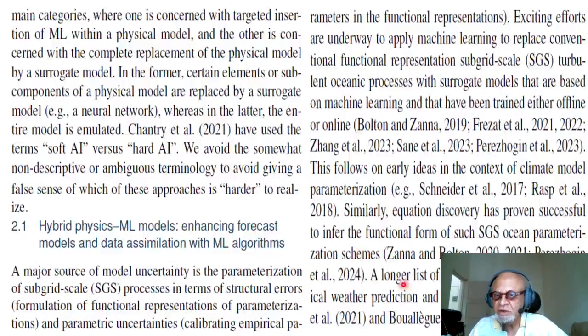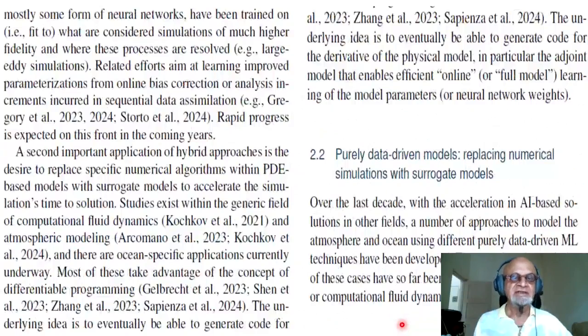Okay, equation discovery has proven successful to infer the functional forms of such subgrid scale ocean parameterization schemes. A longer list of related efforts exists, similar to the other things we have discussed in the other categories, on how AIML is helping. So ocean is a little bit behind. Computer vision, speech recognition, image recognition have gone very far in the non-climate fields, but climate fields have posed many challenges because of the system's complexity, non-linearity, uncertainties, and so on. Ocean is a little bit behind compared to weather prediction and climate prediction.